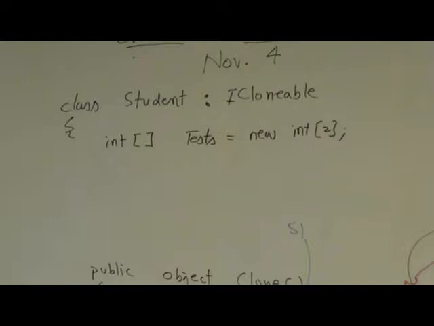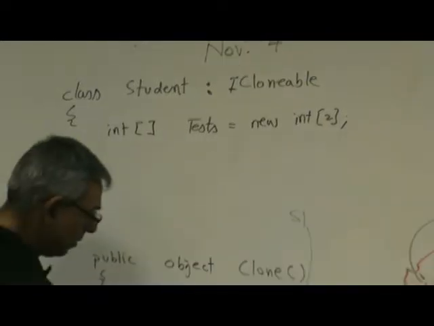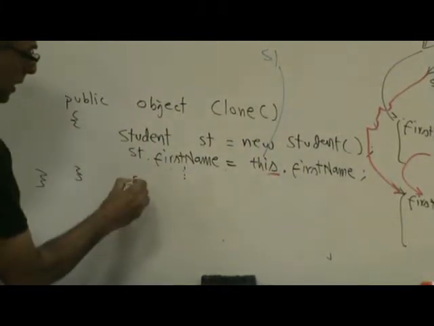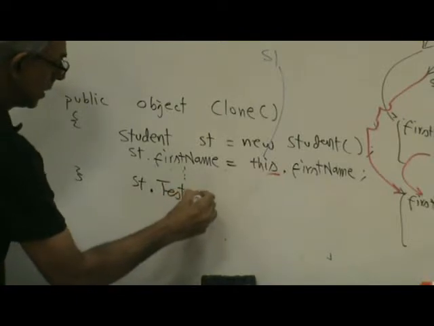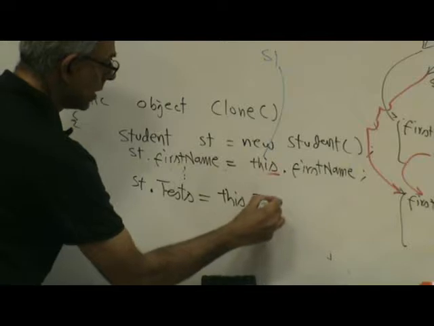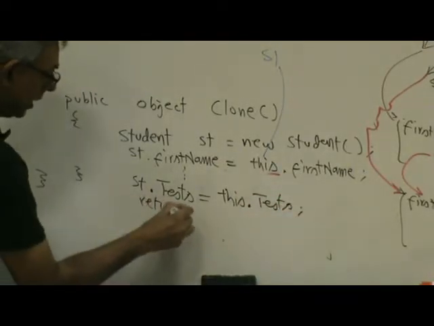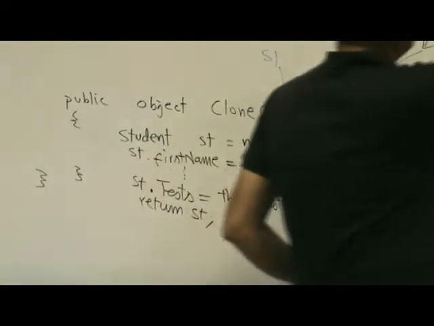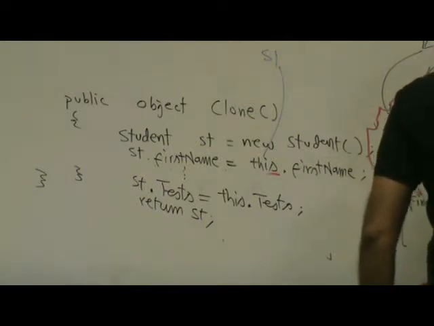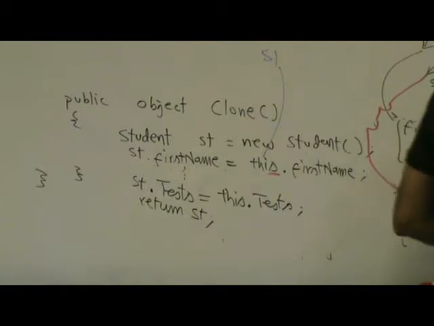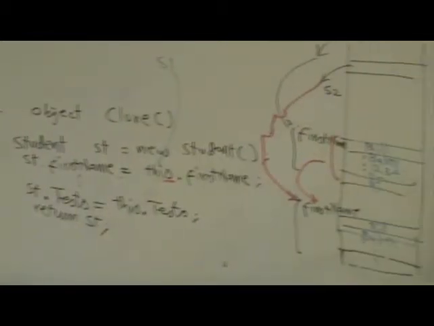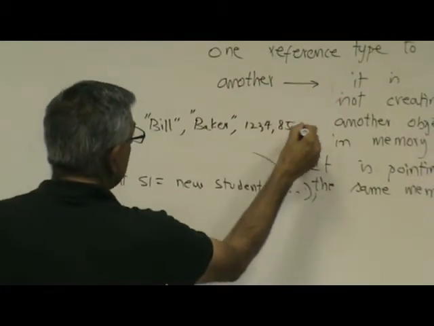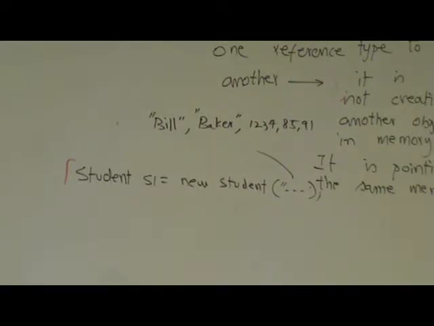Okay. So now let's pretend when you were writing the clone method, you wrote the code like this. After copying the last name and everything and the ID, you did st.tests equal to this.tests, and you said return st. So this was your code in the clone method. Now let's try one example out. Suppose we did something like this, and again, let me pretend we initialized it to Bill Baker 1, 2, 3, 4, 85, 91. So this was our initialization via the constructor, right?